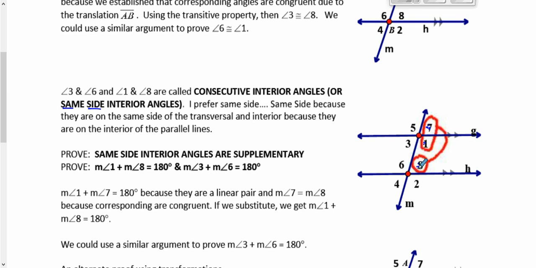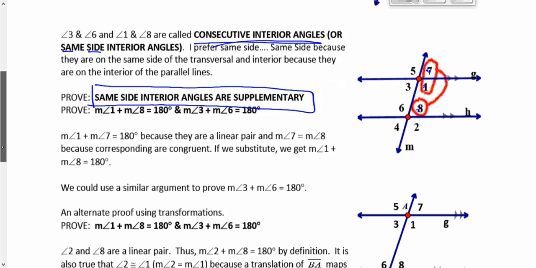So consecutive interior angles, or same side interior angles, are supplementary. They add to 180, okay? They're both on the inside and on the same side. What about 3 and 6? Will they add to 180? For the same reason. They're consecutive interiors, okay?